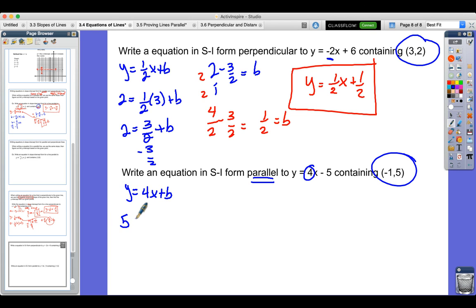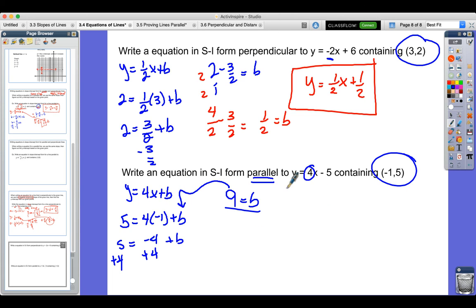We got 5 equals 4 times a negative 1 plus b. You multiply those out, you get negative 4. So we got 5 equals negative 4 plus b. Add 4 to both sides. Oh, add 4. We haven't added in a while. We get 9 equals b. Well, we're done right there. Substitute that back in here. Y equals 4x plus 9. That's our final answer there.